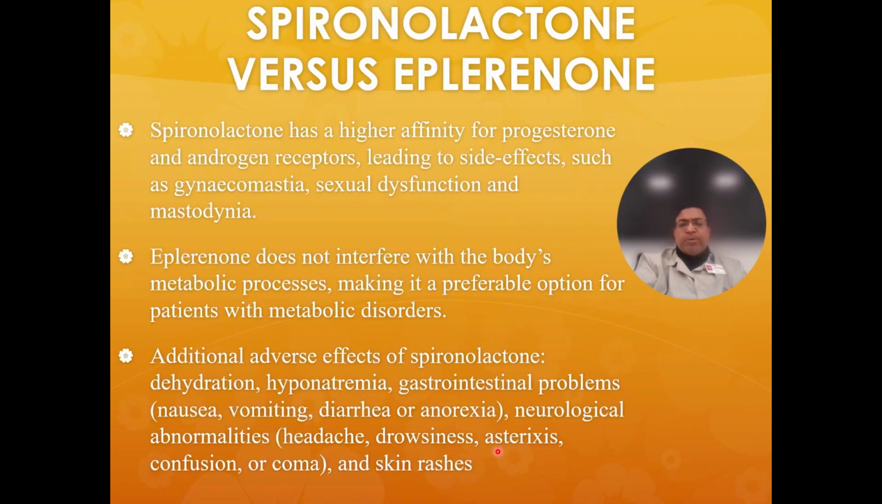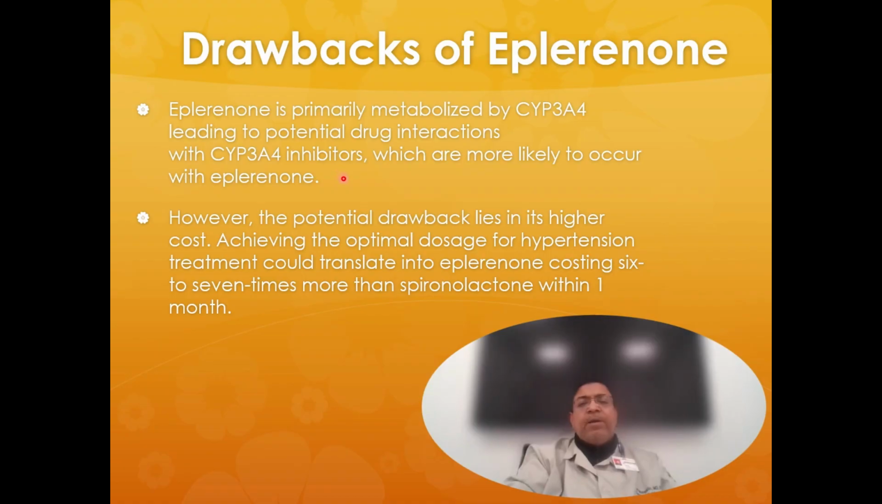So why do we use spironolactone and not eplerenone? Eplerenone is primarily metabolized by CYP3A4, leading to potential drug interactions with CYP3A4 inhibitors, which are more likely to occur with eplerenone. However, the potential drawback lies in its higher cost. Achieving the optimal dosage for hypertension treatment could translate into eplerenone costing 6 to 7 times more than spironolactone within 1 month.